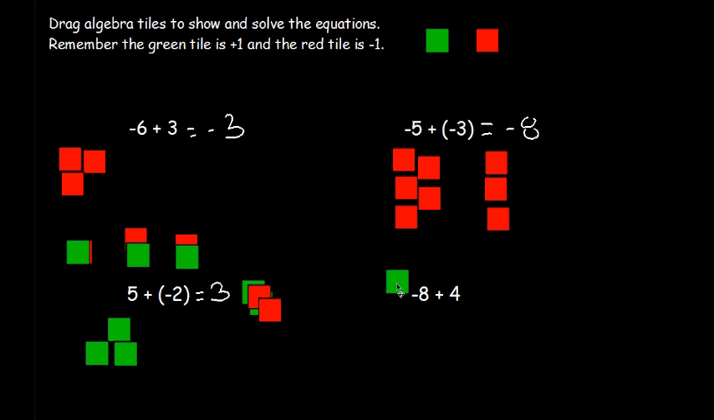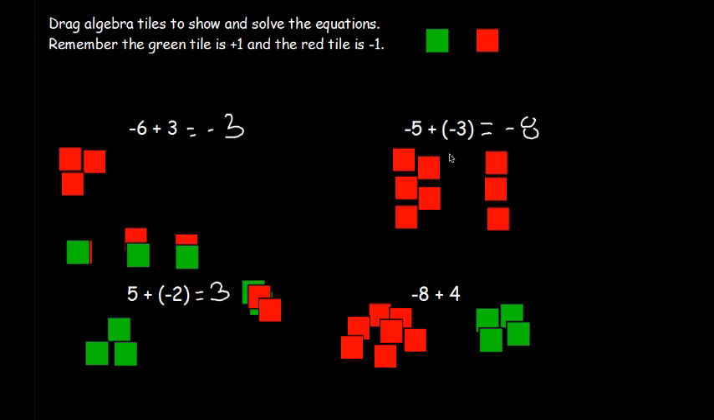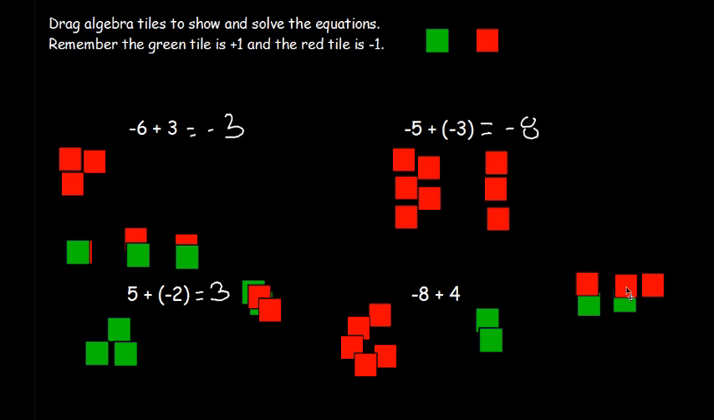And our last one over here, we have 4 positives and 1, 2, 3, 4, 5, 6, 7, 8 negatives. You should see that I have a lot more negatives, so my answer is probably going to be negative, but let's check it out and see. Make my zero pairs. I have 4 reds left, so that means I have negative 4 as my answer. So negative 8 plus 4 equals negative 4. That's how we do it with our algebra tiles.